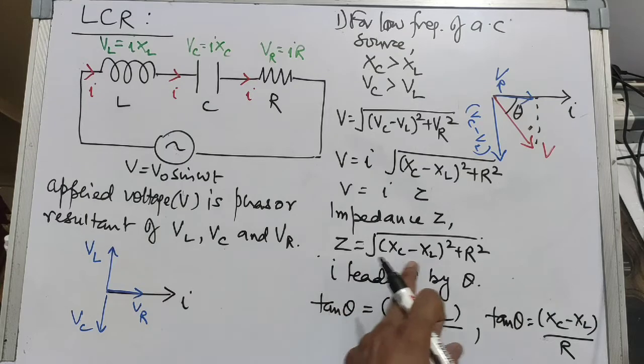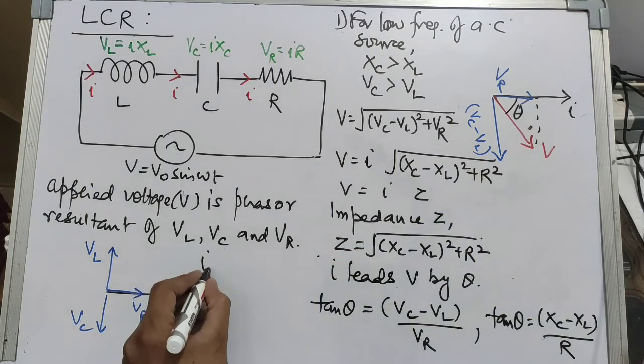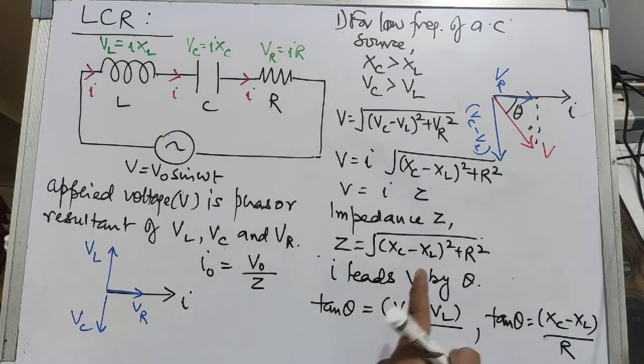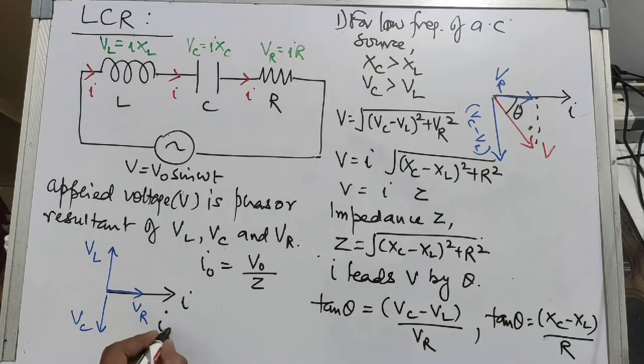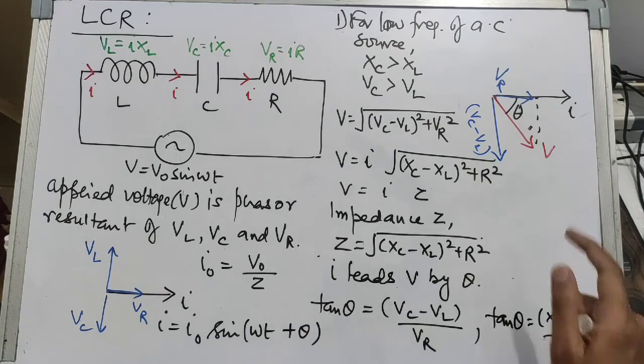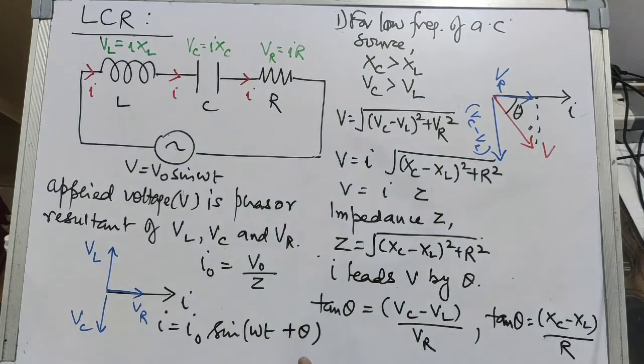We can find out the peak value of AC current very easily. I naught is equal to what? Peak value of voltage by Z. Z we have already found out here. Okay, so now we can simply write down the equation for current. So current is simply given by I is equal to I naught sine of omega t plus theta, because the current is leading. So voltage is given by this and the current is given by this.